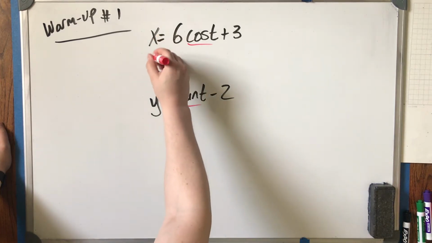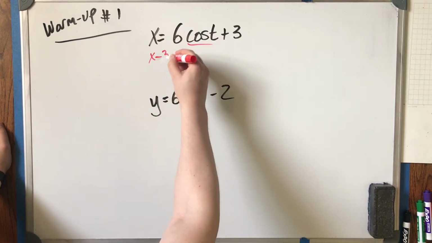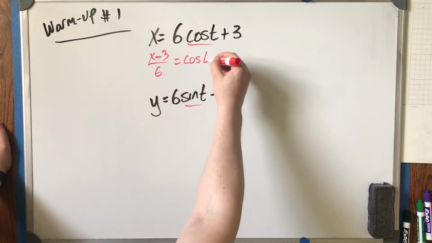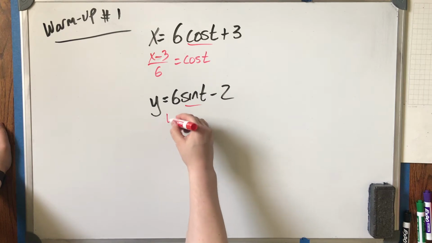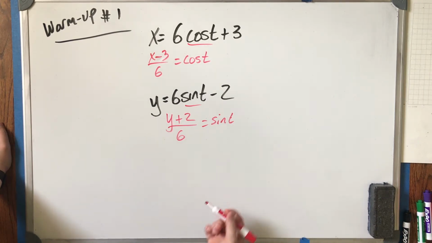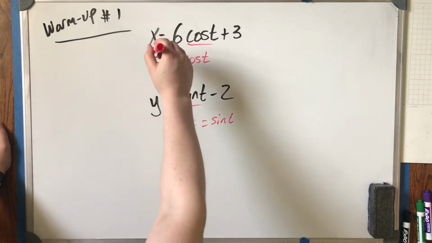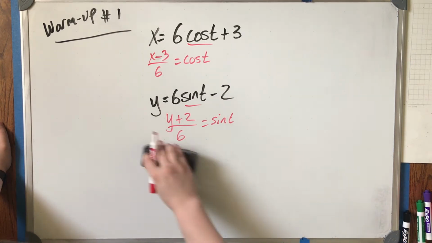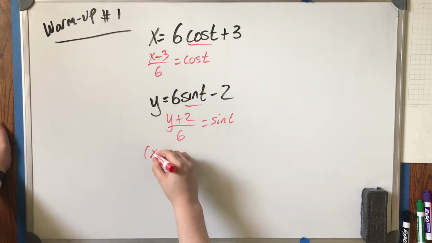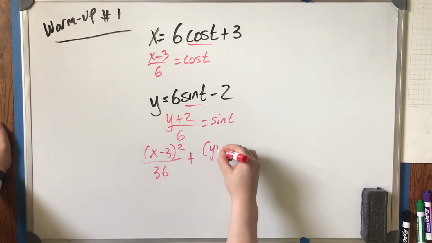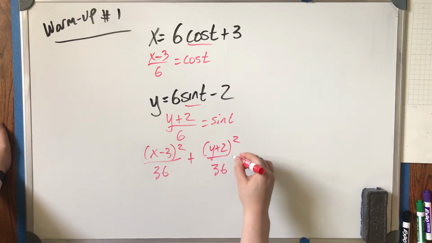So to do that, I'm going to get the trig values by themselves. So remember that we do that by subtracting the 3, dividing by the 6. That gives us this. We're going to end up squaring that. I will add the 2, divide by 6. That gives us sine. So now if I plug these into sine squared plus cosine squared equals 1, I will have x minus 3 squared over 36 plus y plus 2 squared over 36 equals 1.